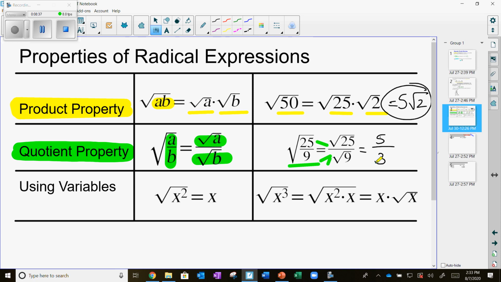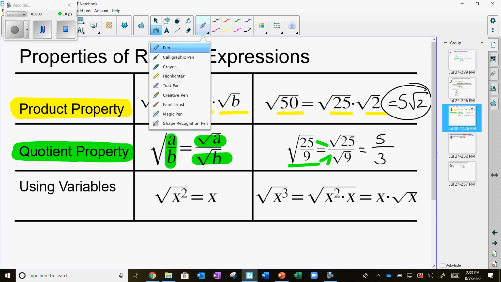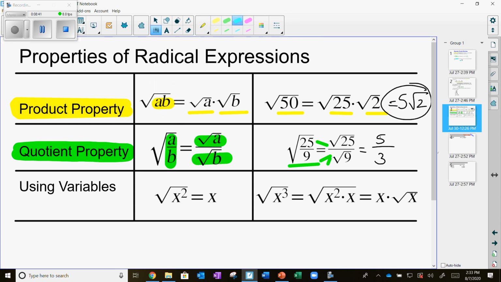Also, we're going to be using a lot of variables and radicals, so there are a couple of relationships that I want to make sure we all remember from previous math classes. The most important of which is the fact that the square root of x squared equals x.